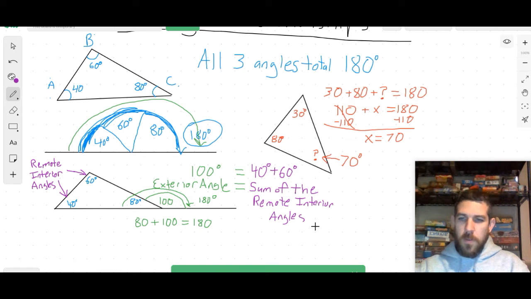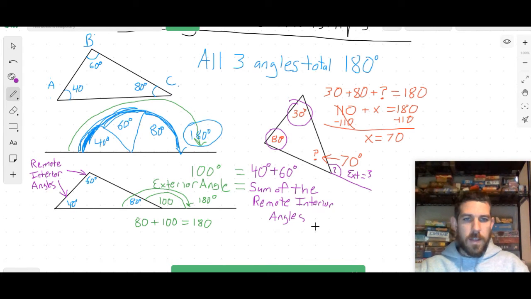So that means the two remote interior angles will always add up to equal the exterior angle. That's kind of interesting. Let's see if that applies to our second example, our red triangle. Let's see if I can extend it. What if I took this line and extended it further here, and I asked, what would this angle be? Could you figure out what this missing little purple angle is over here? Well, this is an exterior angle, right? And this should add up to the sum of the two remote interior angles, which in this case is 30 and 80.